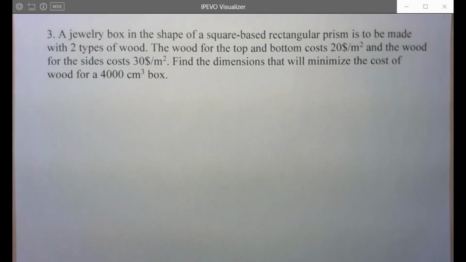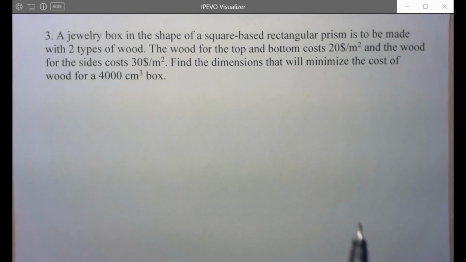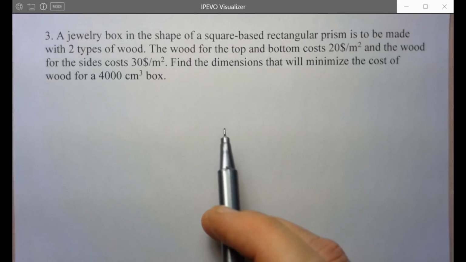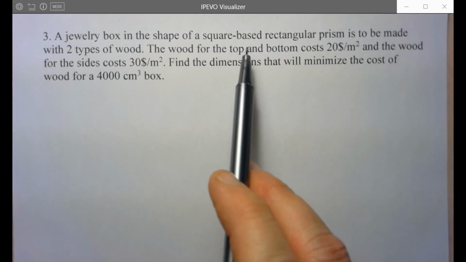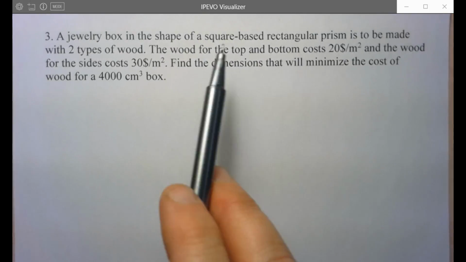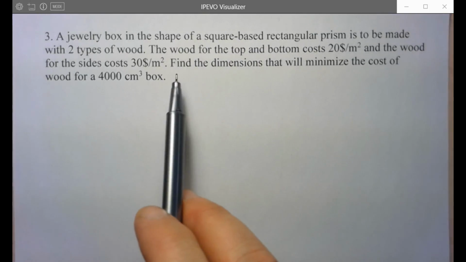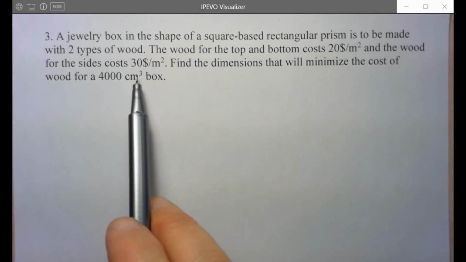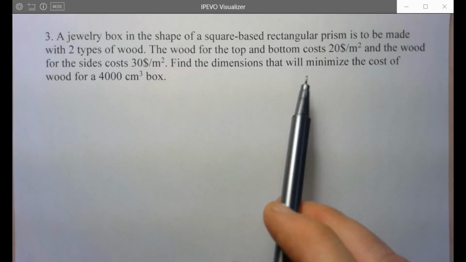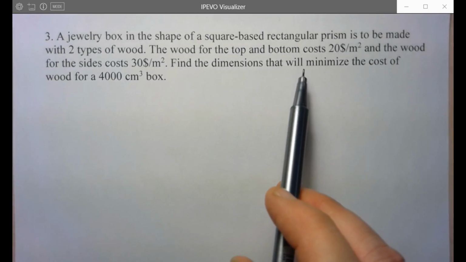So this question here is similar to the salt shaker problem we would have solved, a very common industrial design problem. We're trying to design a jewelry box, square-based rectangular prism. Notice here, square-based, that's made up of two types of wood. The costs for the different types of wood are different, and they want to determine the dimensions that will minimize the cost of the wood.